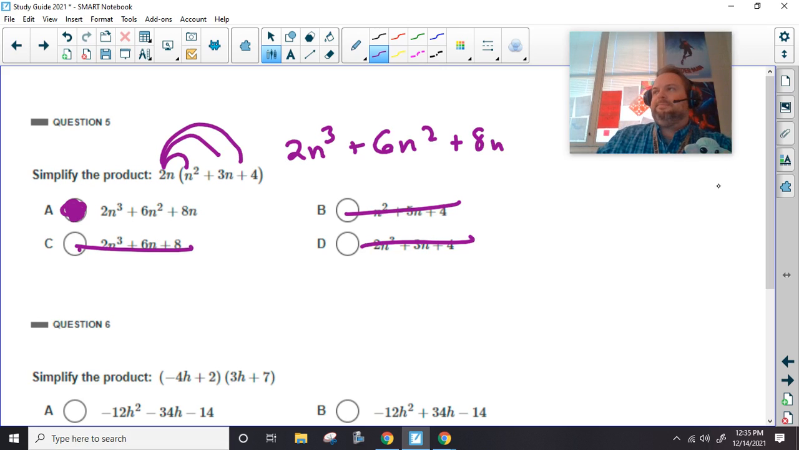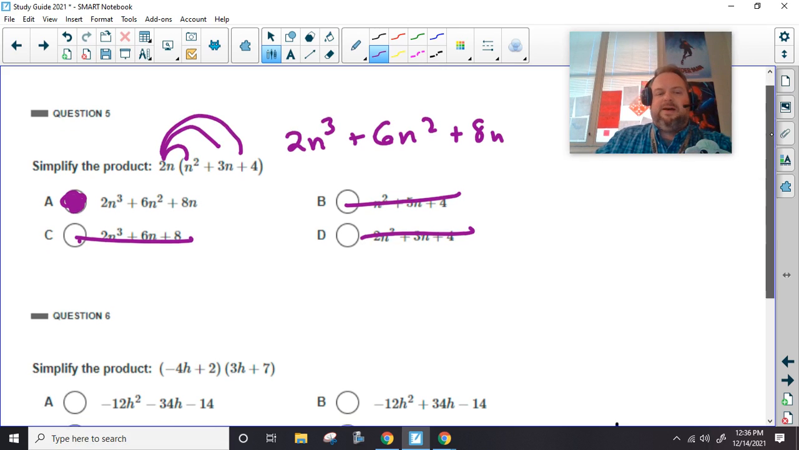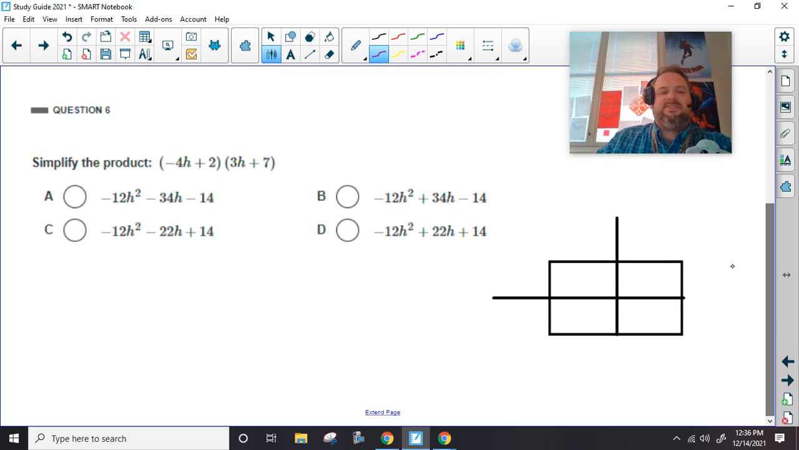Okay. All right. Go to number 5. Now, number 6. 2 ways you can do this one. Remember, you can do double distributive property.